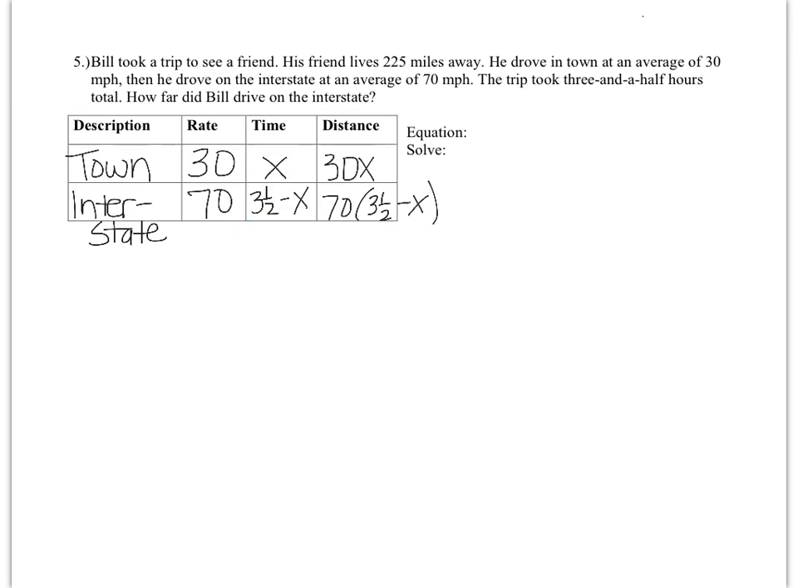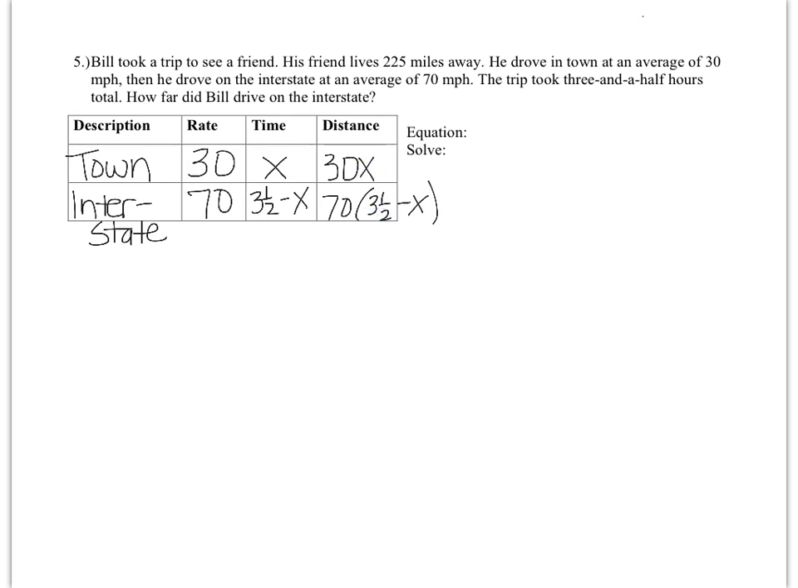And it doesn't matter if you switch these. You could make the town 3.5 minus x and the interstate x. In the end, whatever you solve for is whatever you have the x as, and that is what you're going to plug into these expressions. So that's a little bit tricky to think about, but this is what you get for the times. So then if you have this set up like me, this would be 30x, and then this would be 70 times 3.5 minus x. You could have the 3.5 minus x up here and the x down here.